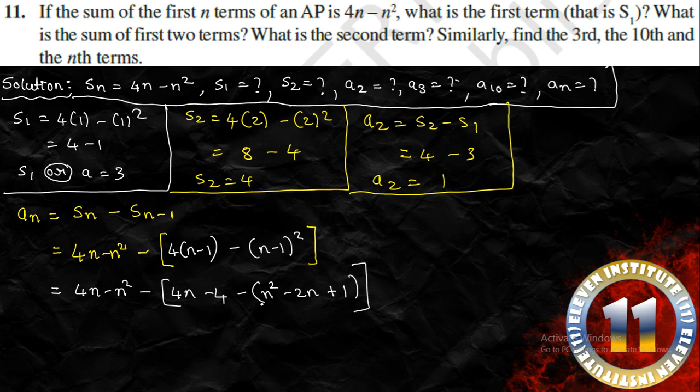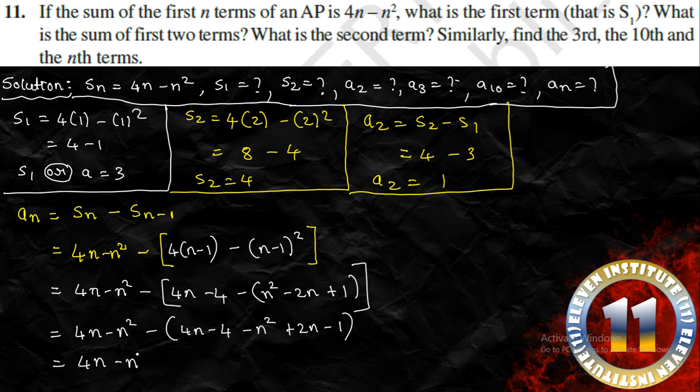Now open this bracket, so all the signs will change over here. This will become minus n square plus 2n minus 1. Right. Now again this minus will come out, so again all the signs will change. So let us do that also.